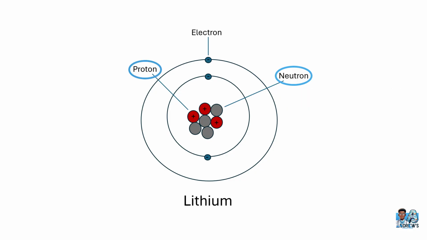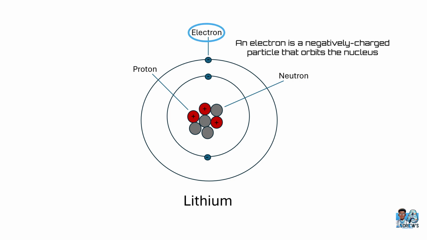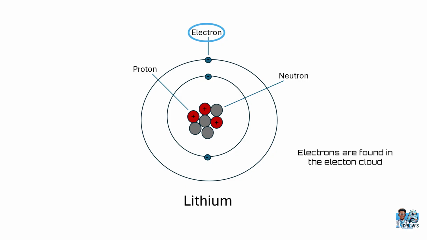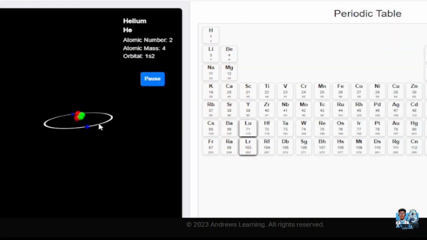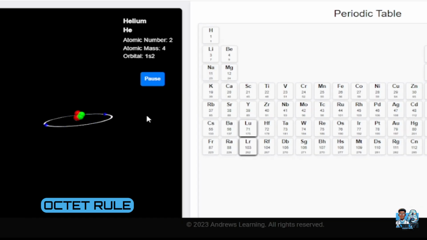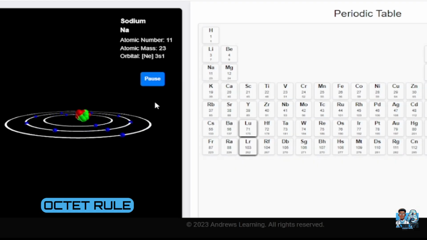Together, the protons and the neutrons make up the atomic mass of the atom. Electrons are negatively charged particles that are found orbiting the nucleus. The electrons are often found in what we call the electron cloud. In the Bohr model, electrons are found in rings outside of the nucleus. Electrons follow the octet rule. So that means in these rings, the first ring around the nucleus has 2 electrons, but every other ring outside of that has 8 electrons.